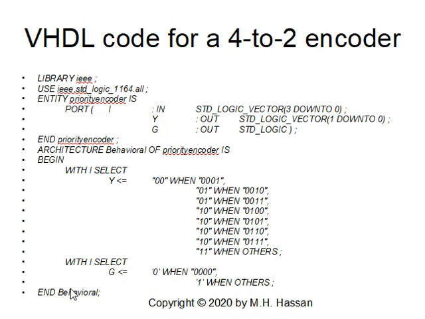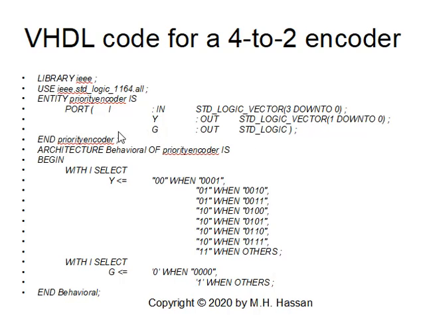The next slide talks about an encoder, a 4 to 2 encoder. And this code is very simple as well. Library, and they use the IEEE standard library. Those are common. Entity priority encoder is port. Define the input as I, input standard logic vector 3 down to 0, so we have a 4-bit input. Y is the output, a 2-bit output, standard logic vector 1 down to 0. And G is the active output indicator, or correct output indicator, the output in standard logic.